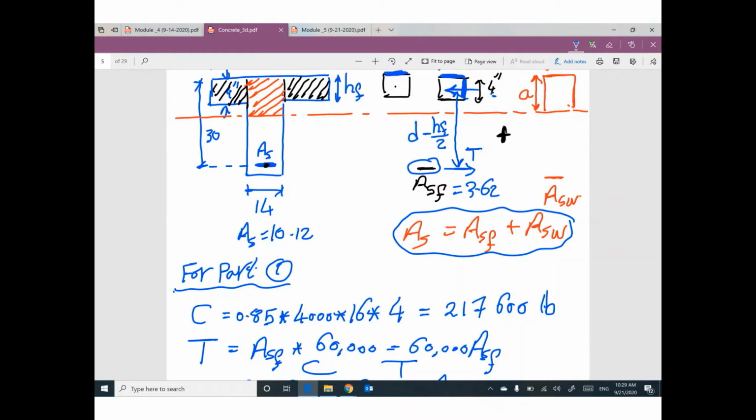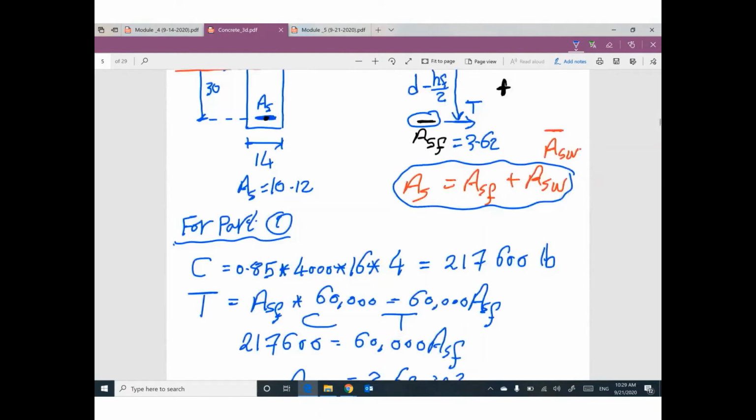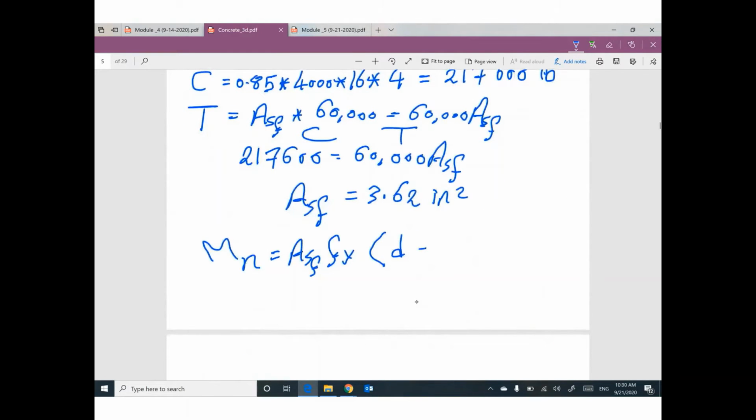Can you tell me what is the value of Mn? Yeah, equal area steel flange times f yield times the distance in between. What is the distance in between? Depth minus hf divided by 2. Area steel flange 3.62, f yield 60,000, depth 30, each flange thickness 4 inch, divided by 2. I can figure out this number.